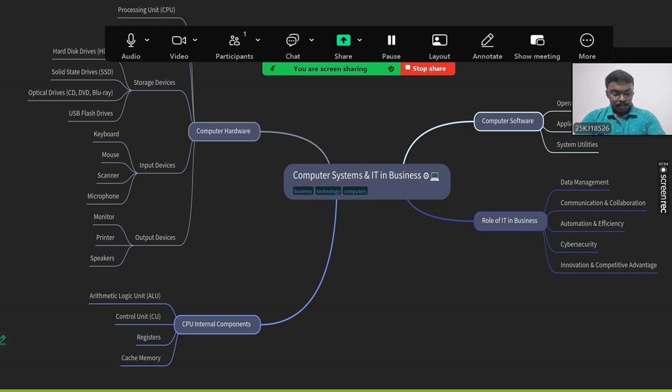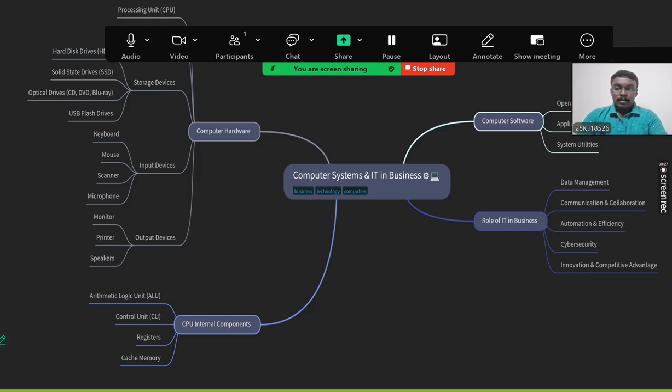Then scanners are devices used to convert physical documents into a digital format, like papers, all the physical documents. Images can also be converted into a digital format with the help of the scanner. The next thing is the microphone. Microphones convert sound waves into electrical signals, which helps the computer to read these electrical signals.